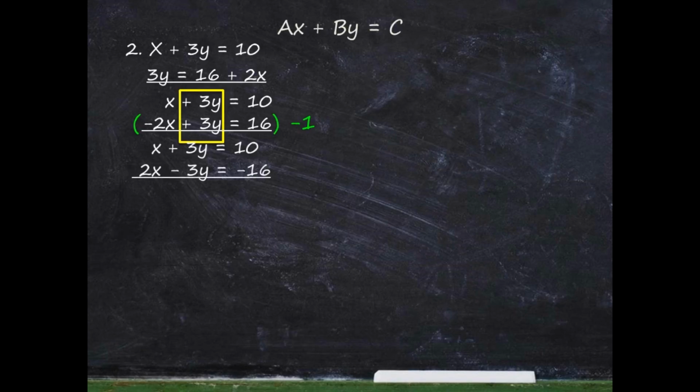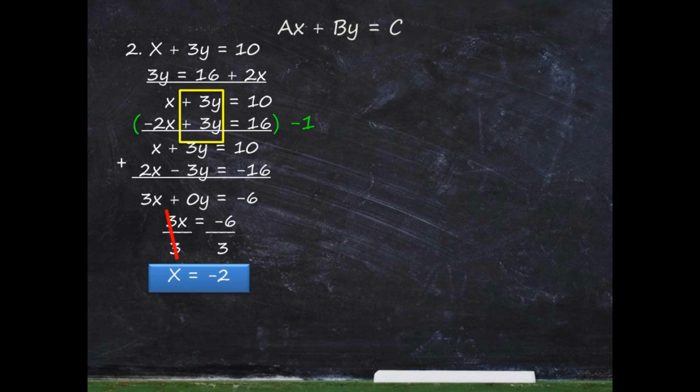Now, we can add the equations. x plus 2x is equal to 3x. 3y plus negative 3y is 0y. 10 plus negative 16 is negative 6. We have now our new equation, 3x equals negative 6. Divide both sides by 3 to get the value of x. So x is negative 2.